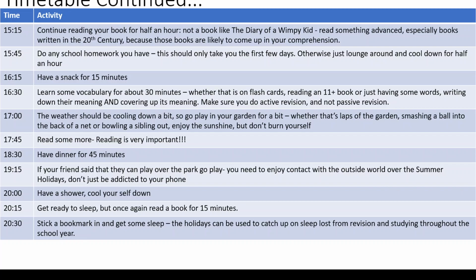And then say at 5 o'clock, the weather should begin to start cooling down, so you can go play in your garden for a bit. Whether that's laps, smashing a ball into the back of a net, or bowling a sibling out. Enjoy the sunshine, but make sure not to burn yourself. Do that for about 45 minutes, maybe half an hour. And then read some more, because reading is very important. And then have dinner for 45 minutes at 6:30.